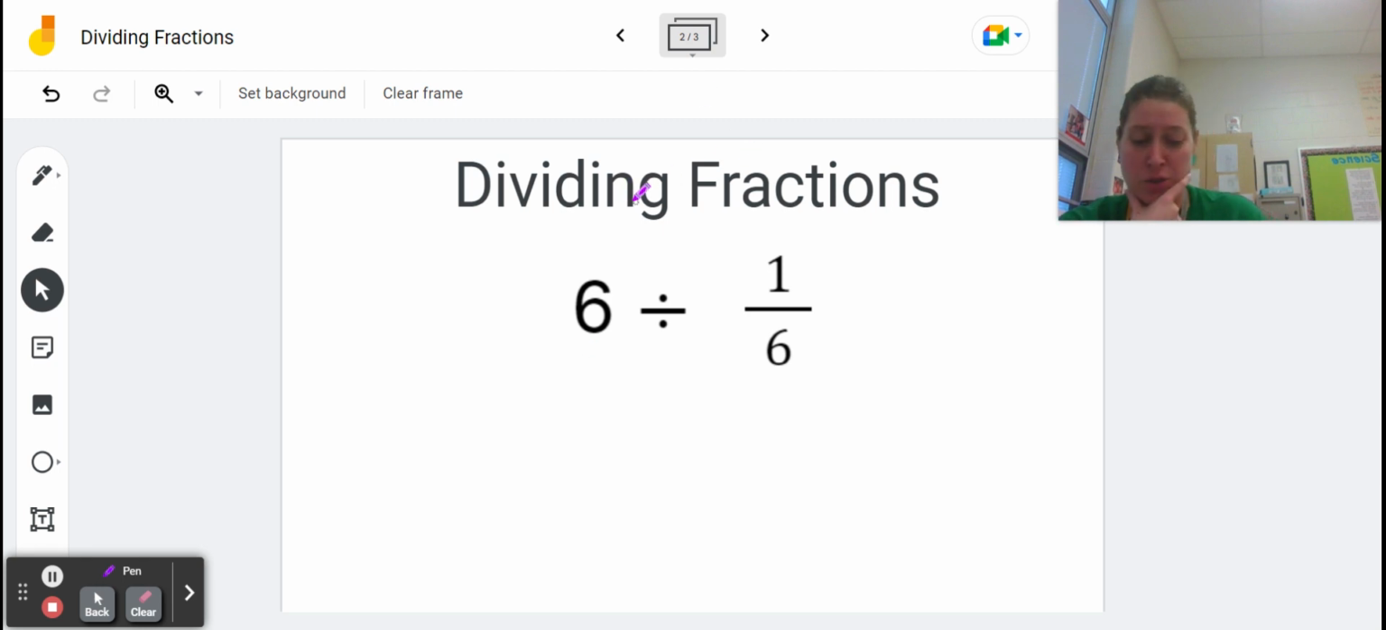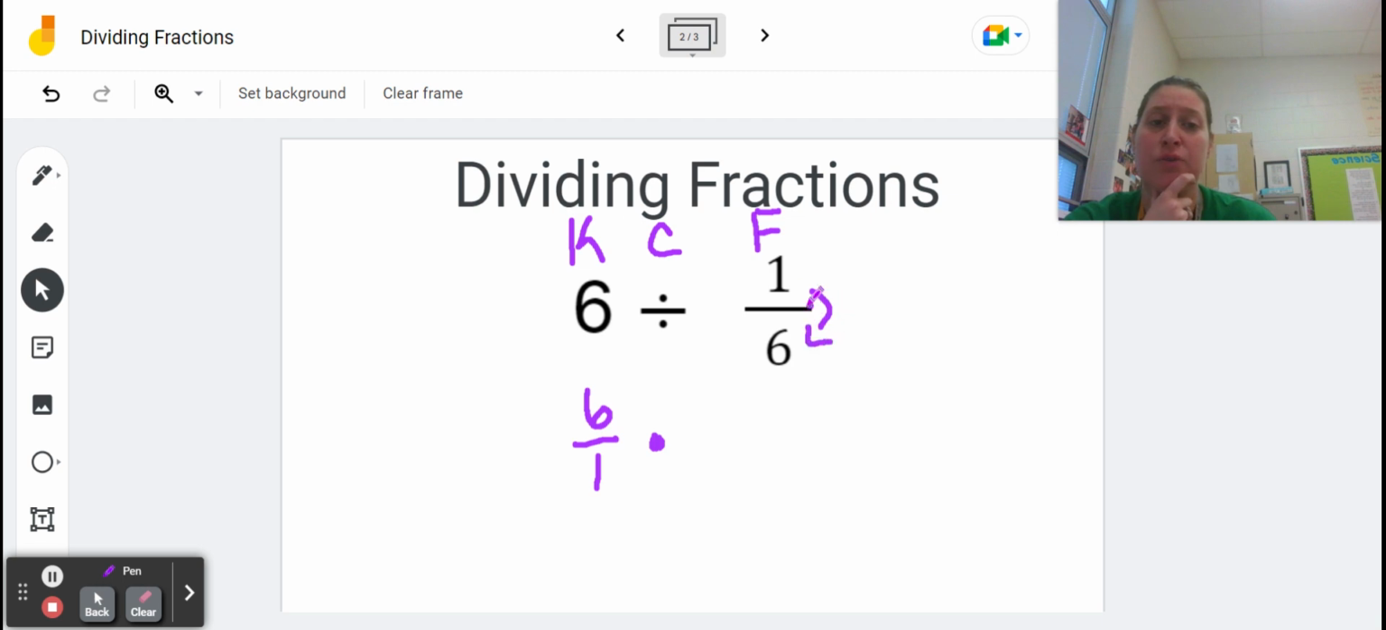So when I'm trying to do keep, change, flip, I need to keep this, but I need to keep it as a fraction. So I'm going to turn this into a fraction by going 6 over 1. 6 divided by 1 is still 6, or I have 6 groups of 1. So 6 over 1 is the same thing as the whole number 6. Now I'm going to finish doing keep, change, flip. So I'm going to change this into a multiplication symbol, and I'm going to flip this fraction over to find the reciprocal.